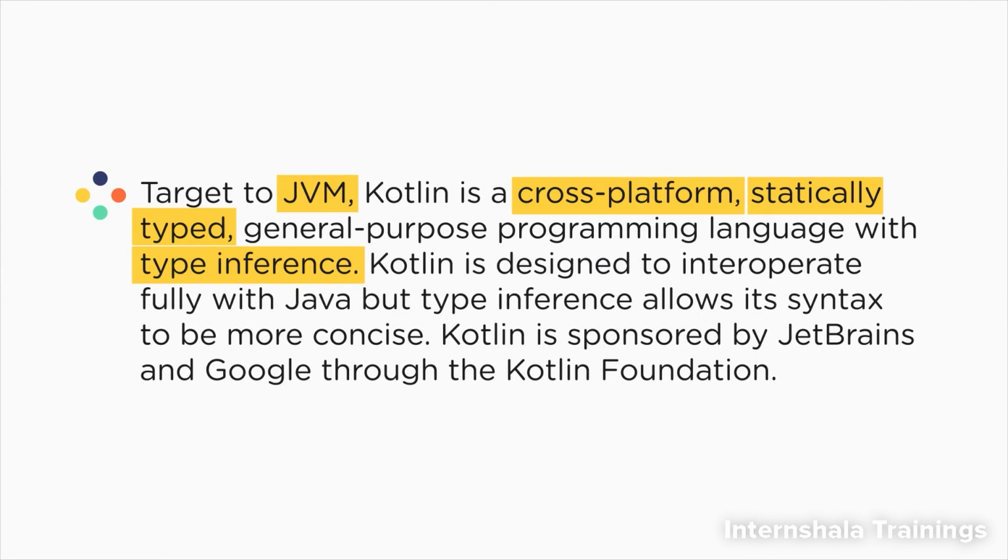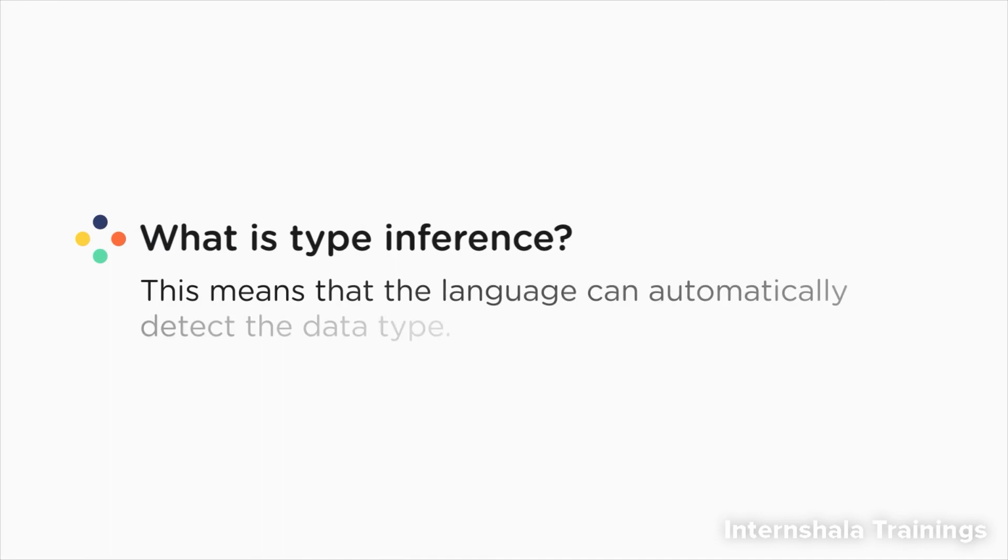Now, the next term is type inference. This means that Kotlin can automatically detect the data type. We will learn more about data types in the upcoming topics, and then this term will be clear to you. For now, all you need to remember is that Kotlin is a statically typed programming language and has type inference. So that was all about the key features of Kotlin. Click Next to proceed.